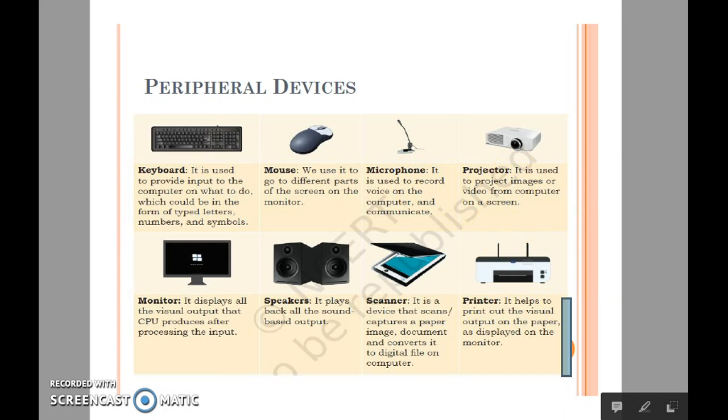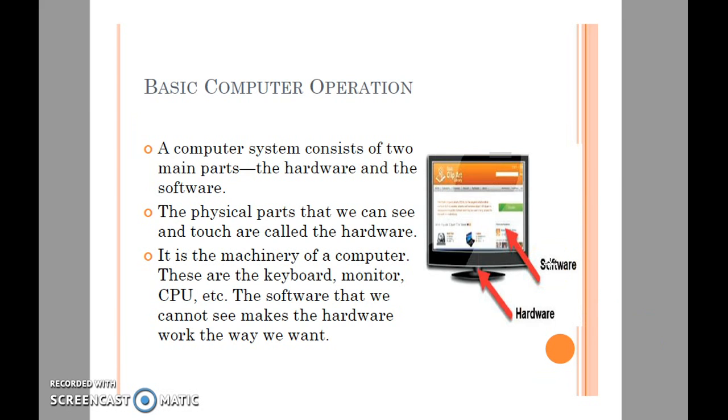Then the next one is basic computer operation. The computer system consists of two main parts, the hardware and software. What is hardware? Hardware refers to the parts of a computer that you can see and touch, meaning you can physically recognize that this is a part of your computer. Suppose here I have shown the monitor screen. This is part of your hardware. The physical parts that we can see and touch are called hardware.